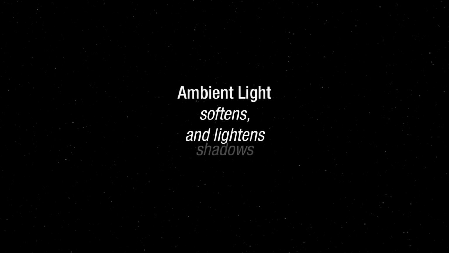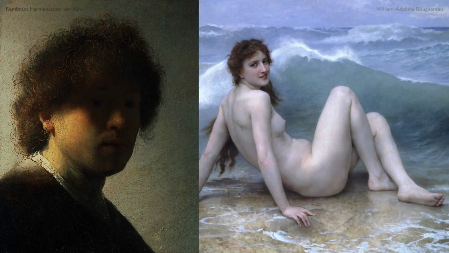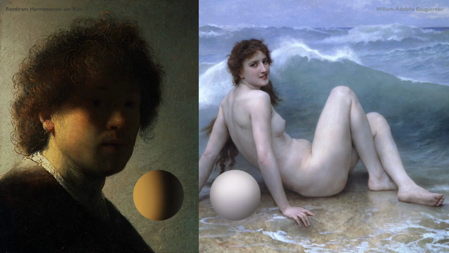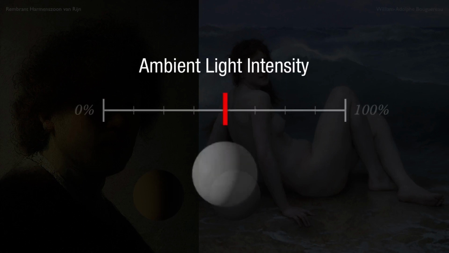Ambient light has two main effects, and they both influence the shadows. Ambient light softens and lightens shadows. In the painting on the left, the shadows are very dark because there's almost no ambient light. The walls are dark and the light is very contained. On the right, it's difficult to see the shadow shapes, but they are there. They're just very light and very soft. So there's a direct correlation between the intensity of ambient light and the value and sharpness of the shadows.